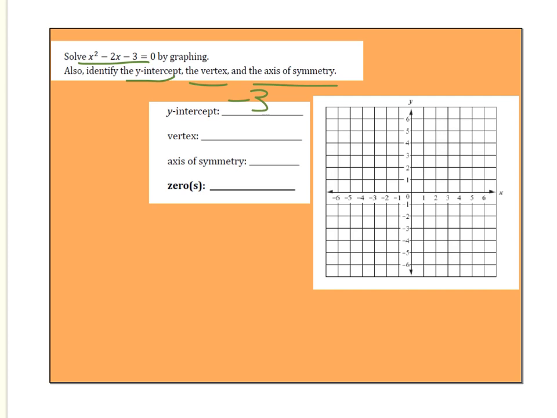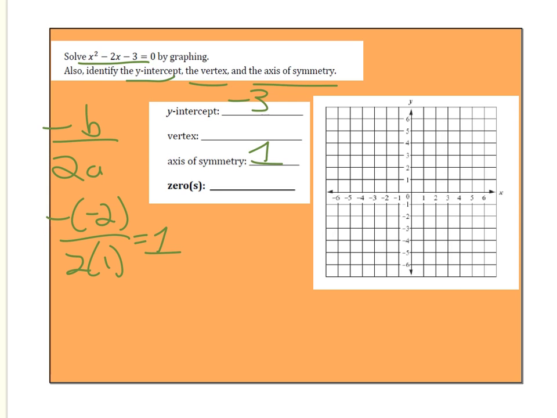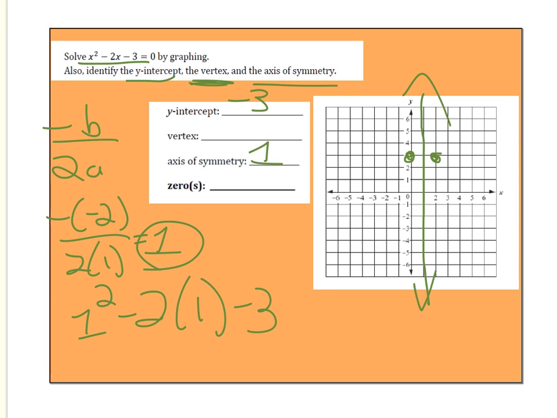So y-intercept is going to be -3. Vertex, that's that negative b over 2 times a. So that'll be -2 over 2 times 1. So that's a 1. So there's my axis of symmetry. So my axis of symmetry will be right down here. Y-intercept is 3, so I mirror that on the other side. So then to figure out my vertex, I put 1 back in for x. So that'll be 1 squared minus 2 times 1 minus 3. Okay, that's what I'm looking for. So that's going to be 1 minus 2 minus 3. So that would be -4.